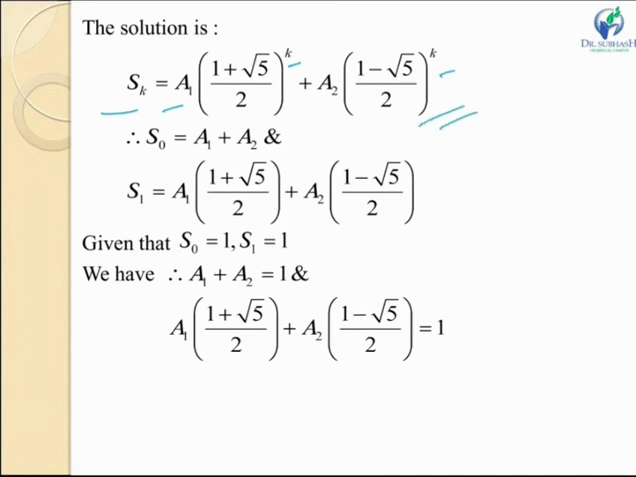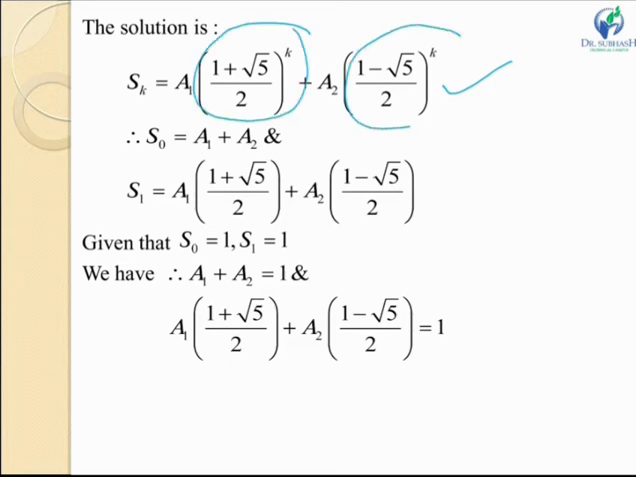Almost our solution is here, but we have been given the initial conditions, that is S0 and S1. S0 means we will replace k by 0. So on replacing k by 0, this term will become 1 and this term will also become 1. So I get A1 plus A2. Now since S1 is also given to us, I will replace k by 1: S1 equal to A1 into (1 plus root 5) by 2 plus A2 into (1 minus root 5) by 2.